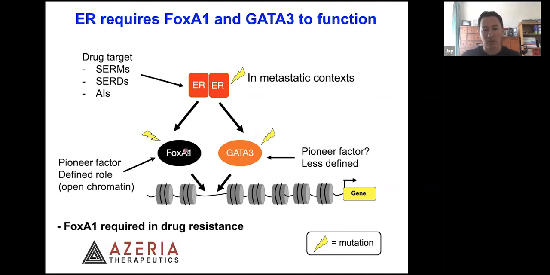Now, as Alison alluded to, we've set up a company called Azaria Therapeutics, and that was really around the finding that this pioneer factor FoxA1 is critical in drug-resistant contexts. So you can get mutations in estrogen receptor, you can get mutations or changes in the stoichiometry of associated proteins, but in all of these resistant contexts, the dependence on FoxA1 is retained. And so this pioneer factor is critical, even in the multitude of different resistant mechanisms that we've looked at, making it an exciting drug target. And this is something that we're going to be actively pursuing in the years to come.